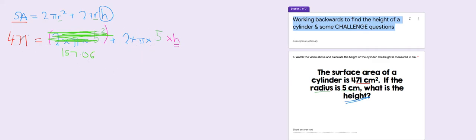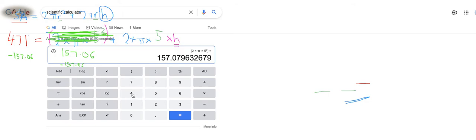Okay, so all I need to do is 471 minus the answer we just got. The reason for that is, in order to get rid of this and move it to this side, we need to do the opposite. So the opposite of positive 157.08 is minus 157.08. And what you do to one side, you always do to the other in an equation. So we're going to go to our calculator and do 471 minus our answer, so that we have the full number and it's 100% accurate.